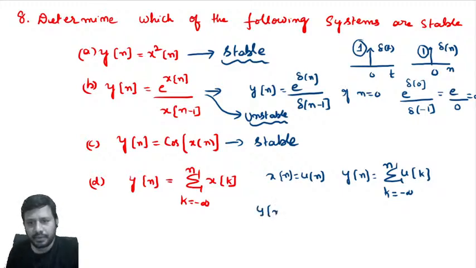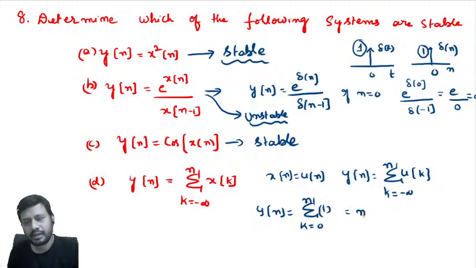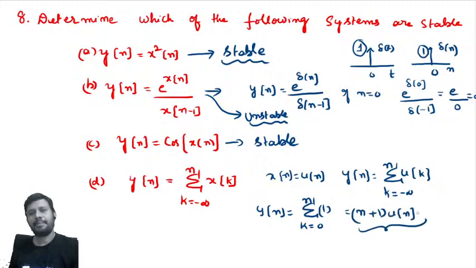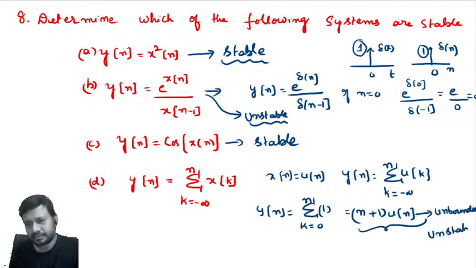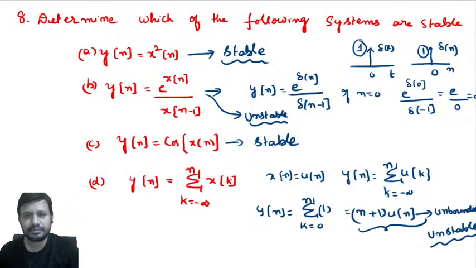This is summation k varying from 0 to n, of 1. This is n plus 1 into u of n. Already we have seen this one in our class also. N plus 1 u of n is a ramp kind of signal. So this is an unbounded signal. So this is unstable. The system is unstable.